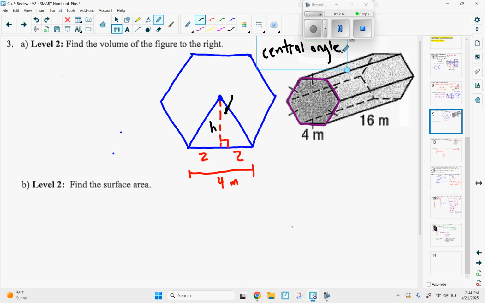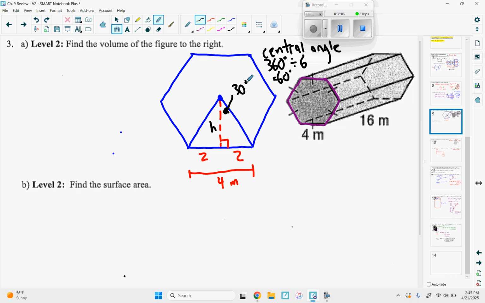And to find the central angle, we are going to do 360 degrees divided by 6, because that's how many sides a hexagon has, and we get 60 degrees. So that 60 degrees goes from here all the way to here. We only want half of that, so this angle here is going to be just 30 degrees.